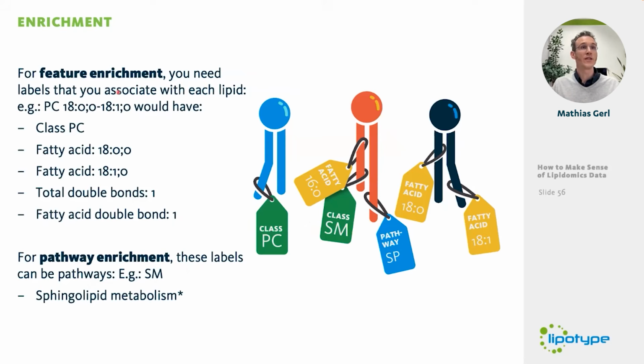There are two ways you do it. You do either feature enrichment, then you tag your lipid species with labels. You say this is a PC class lipid, this is a sphingomyelin class lipid, this one has an 18:0 fatty acid, this has a 16:0 fatty acid, and such. You put the labels on there, and later you can see if your subgroup is enriched for this or that label. If you do pathway enrichment, you need to get labels for pathways, and then you could say, okay, this sphingomyelin actually has a pathway label that says sphingomyelin metabolism.